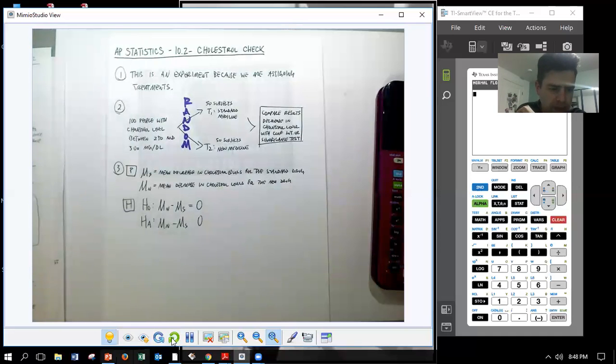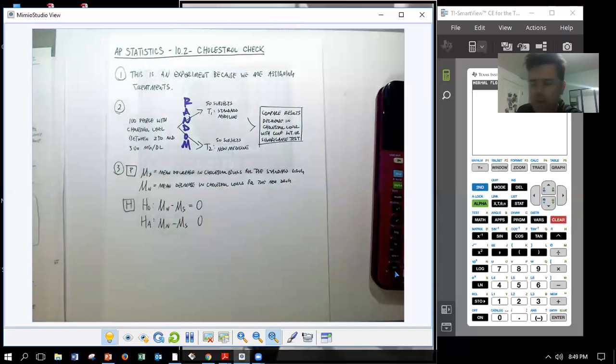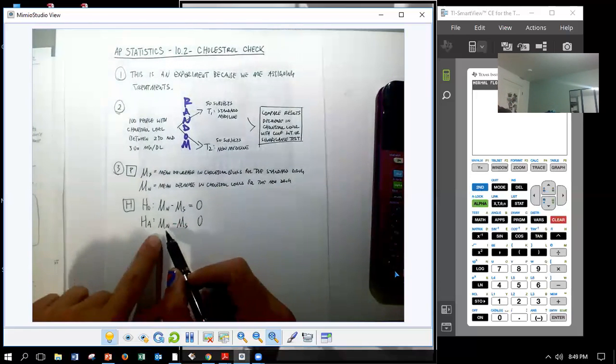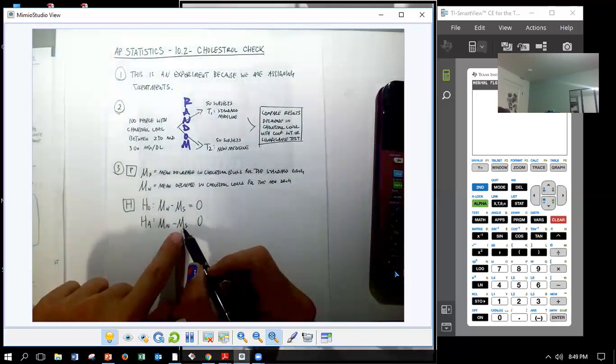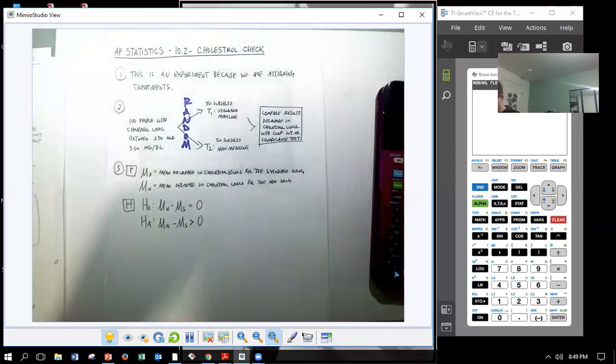So let's pop back over real quick and let's see. Does the new drug appear to be more effective? So we would want the mean decrease in the new drug to be higher, okay? So if we pop over here and we look at mu sub N minus mu sub S, if we want N to be higher, so that's going to be a higher number, that's going to be a lower number, then when we take a look at these, we want this to be a greater than.